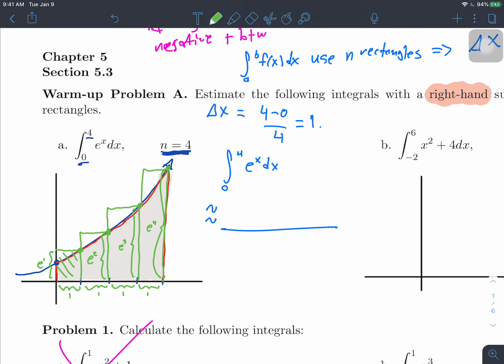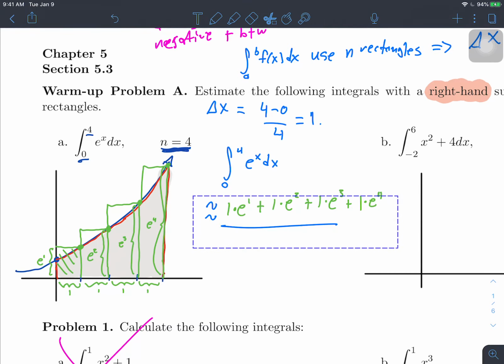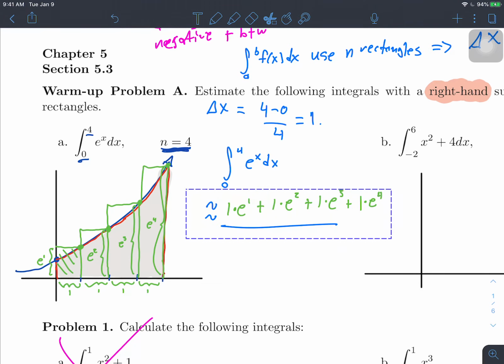Okay, so what I should do now is add up the areas of each of these rectangles. The first rectangle has base 1 and height e to the 1, and then I should add the second rectangle has base 1 and height e squared, and I should add the third one has base 1 times height e cubed, and then I finally add base 1 times e to the 4th power. As usual, I did not leave myself enough space to do the second problem.